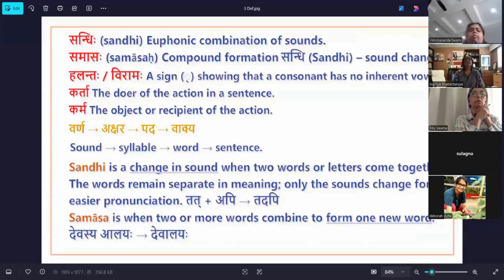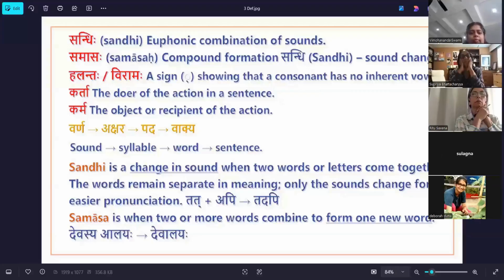Halant, that sign, that line below. Halant means there will be no a sound after that, like jagat. Jagat has a halant. Sometimes they also put a halant in Bhagavan. Some words are with halant, like jagat. And karta, karma, we will discuss today. These are all karakas. We will discuss karakas today.